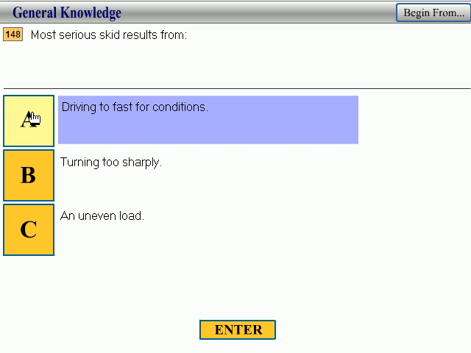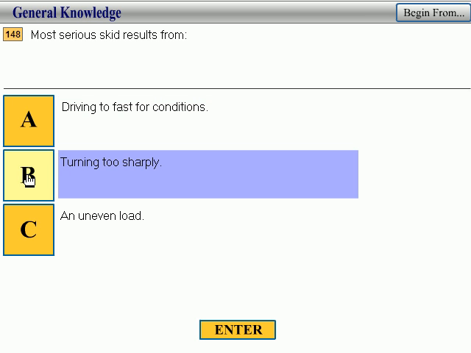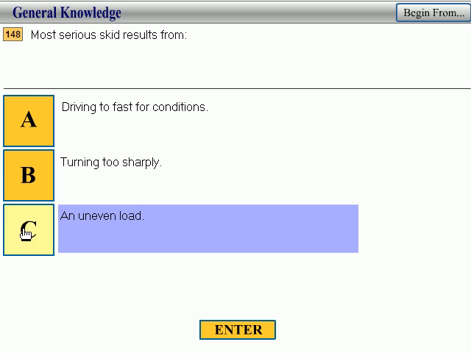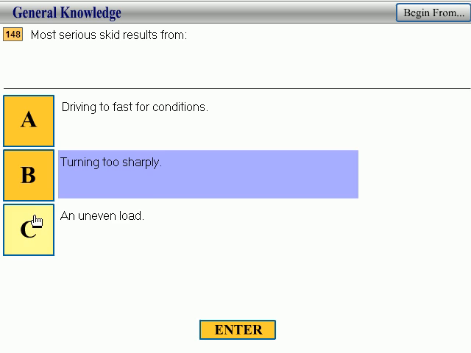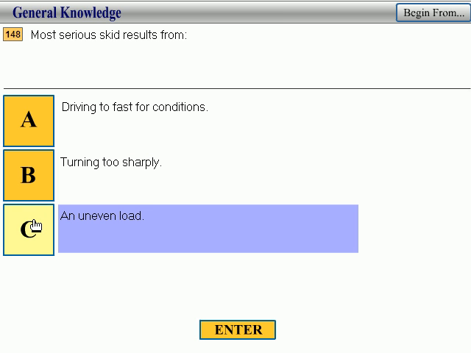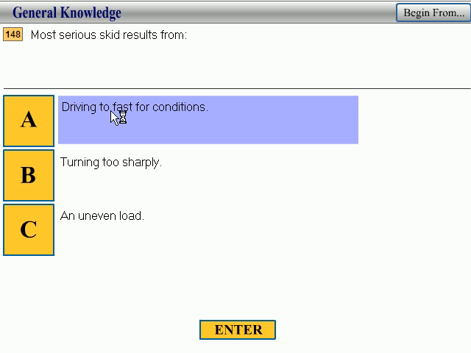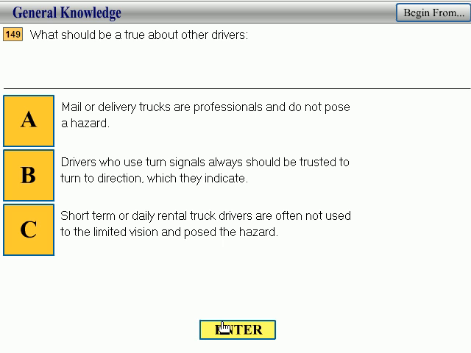The most serious skid results from A. Driving too fast for conditions, B. Turning too sharply, C. An uneven load. So it's asking, the most serious skid results from, so which is the most serious? Driving too fast for conditions, turning too sharply, an uneven load. I'm going to say driving too fast for conditions. Let's see. That is correct.